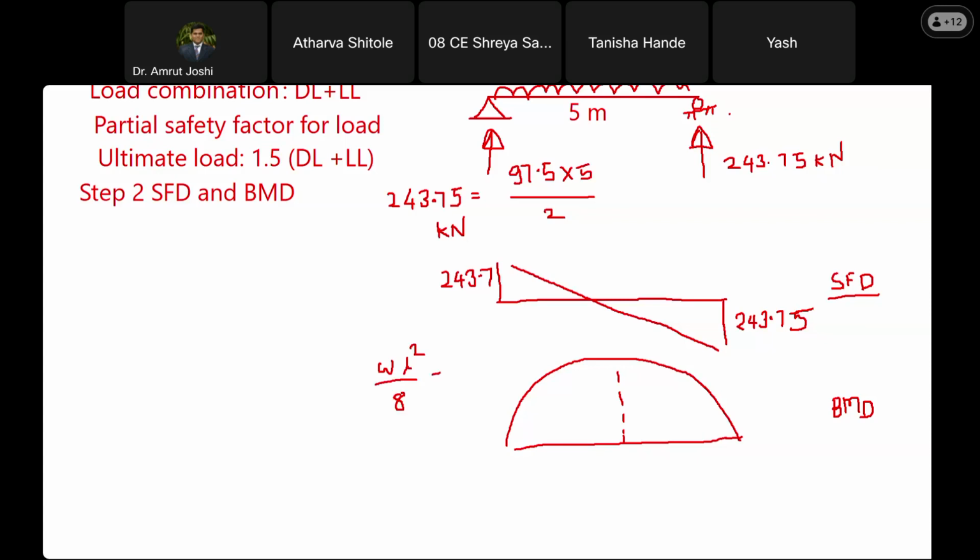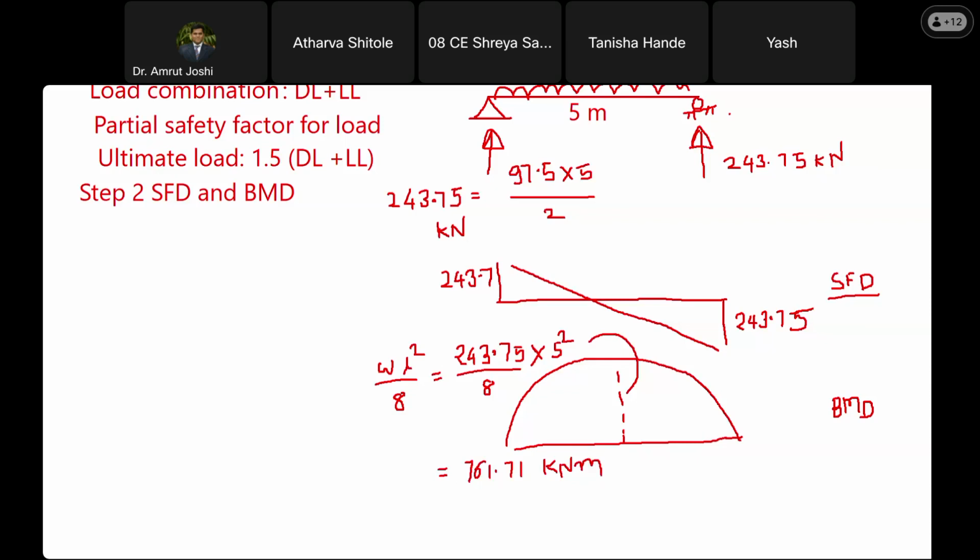So this is equal to, what is the value of W? 243.75. Are you with me? 243.75 into L square. What is the length? 5. So it is 5 square, and this divided by 8. This is the value of bending moment at this location. So can you tell me what is the maximum bending moment? 761.71. And what will be the unit of bending moment? Kilonewton meter. Happy?